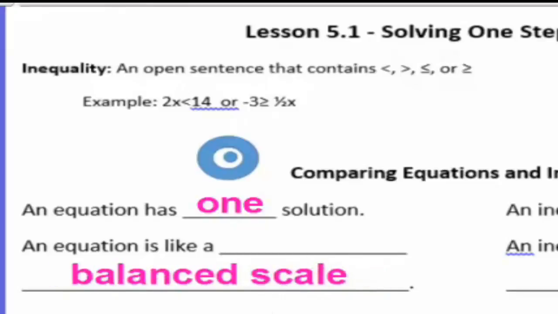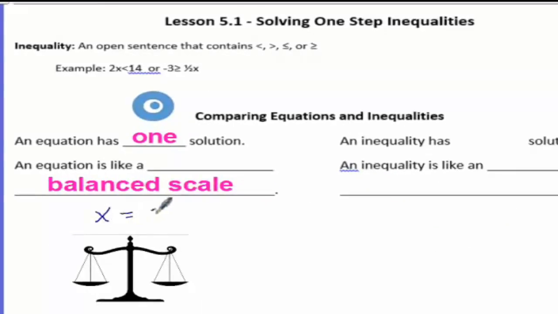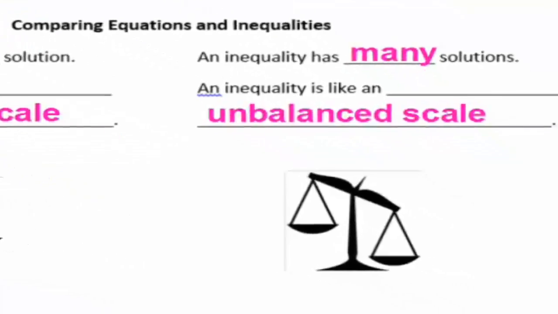So we say it's like a balanced scale. Alright, so both sides have to be exactly the same. So if I have an equation, I would have something like x equals 2, and since they have to have the exact same value, 2 is the only number that would balance out this scale. But an inequality has many solutions.